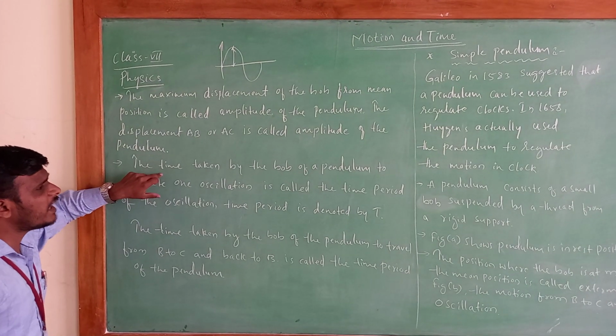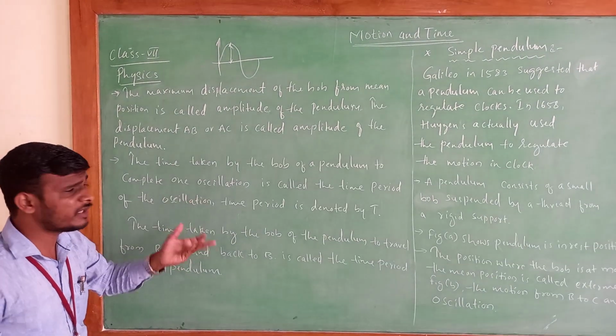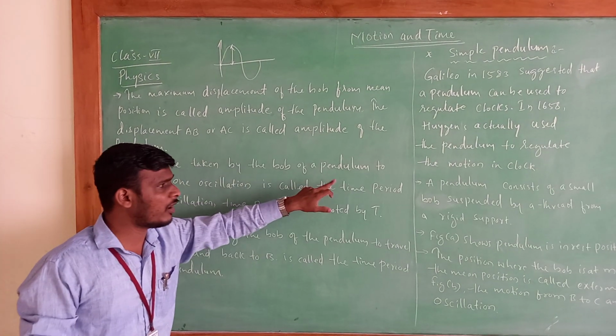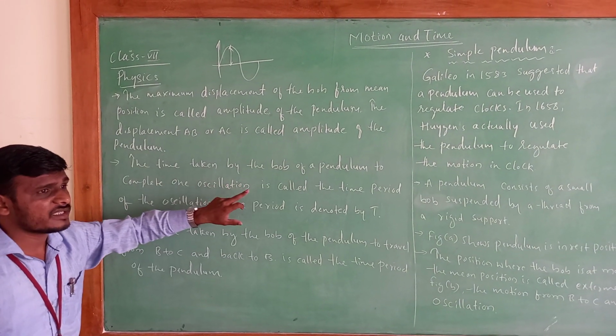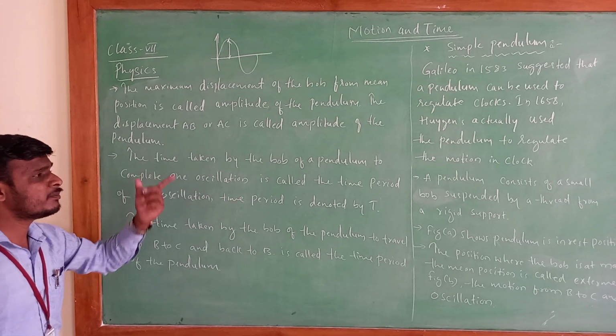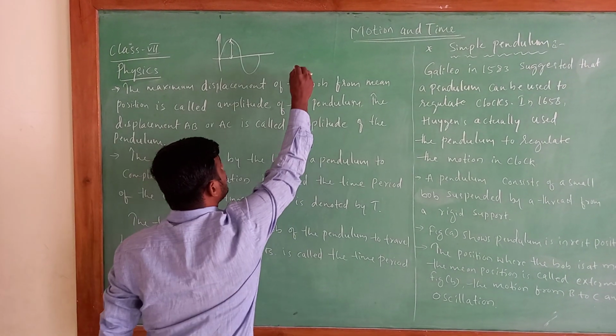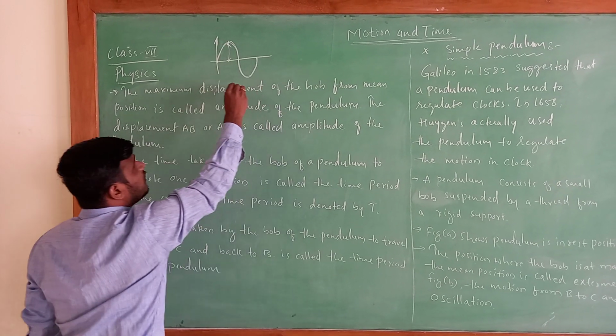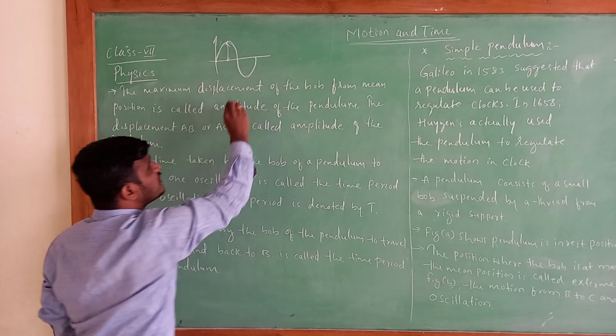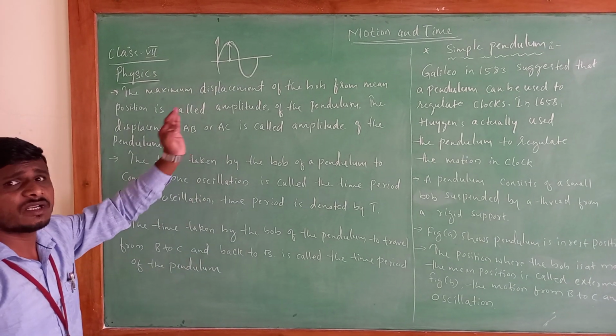So what is the time taken by the bob? Using a pendulum, the time taken by the bob to complete one oscillation is called the time period of the pendulum, right? From here to here we call one oscillation. To complete this oscillation, how much time will it take? That we call the time period.